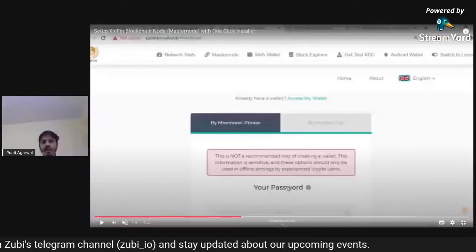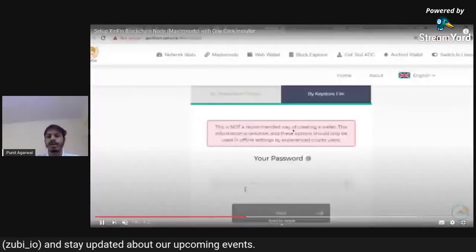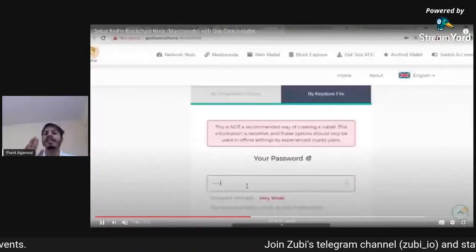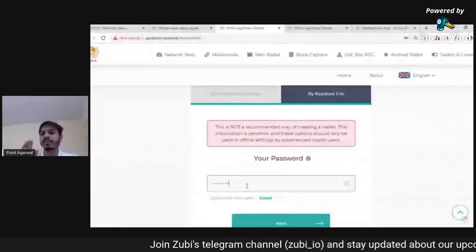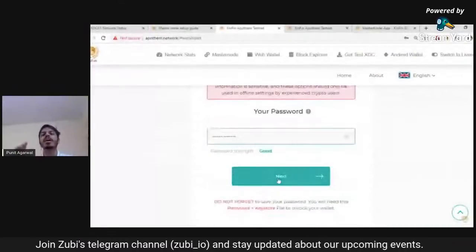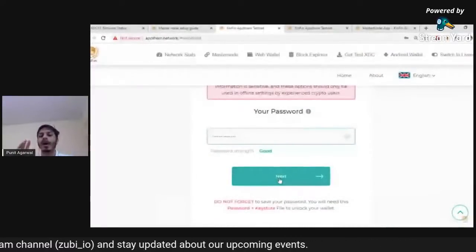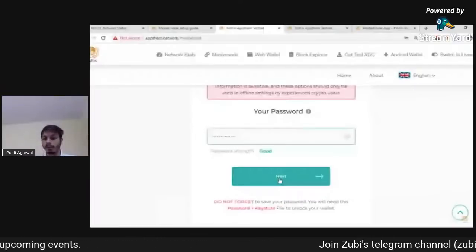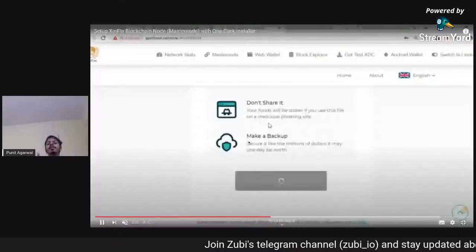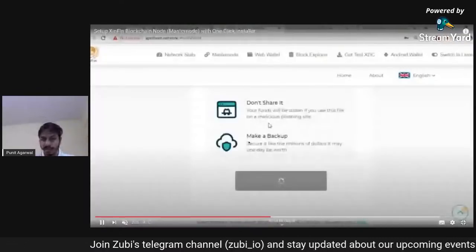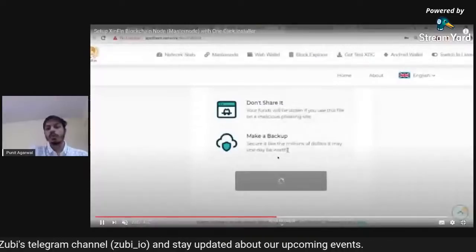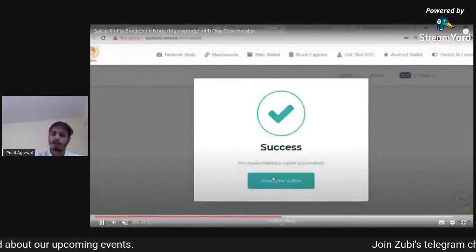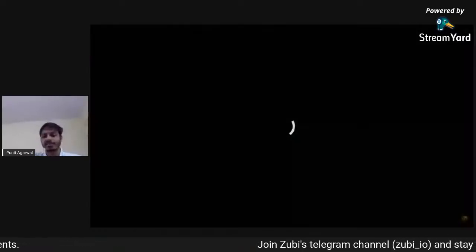Once you choose the keystore file, you just have to create a password. Make sure to keep the keystore file very safe. If you lose this file, you will actually lose the data. You won't be able to access your wallet anymore. So don't lose it, don't share it, and make a backup of the keystore file that you're keeping. Once it's done, I'll just download the keystore file. I've downloaded the keystore, and then I'll access my wallet.